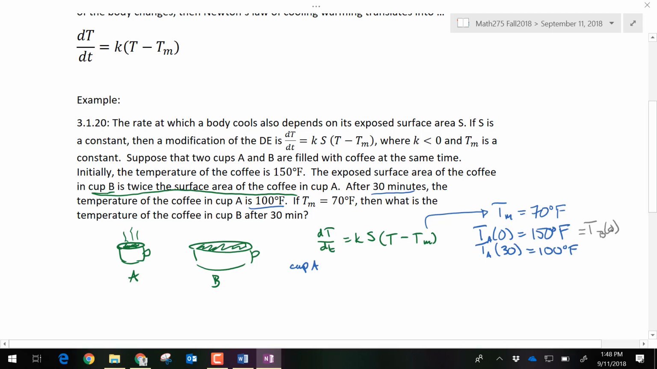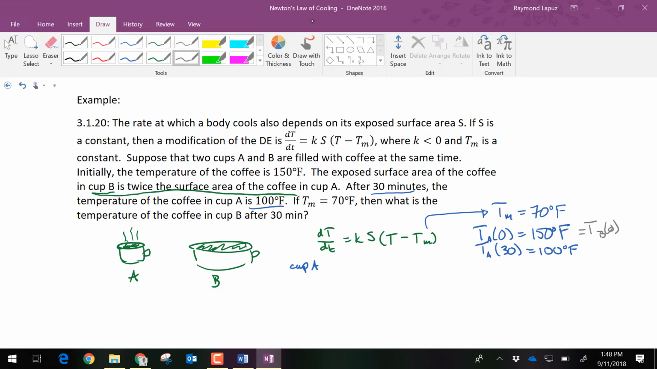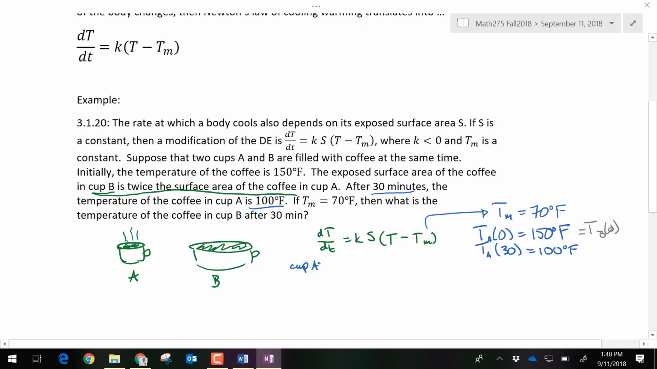So I think I don't know if we saw this being solved, but now that we have the tools for solving first order differential equations, we should be able to solve for this. Assuming that k, S and Tm are all constants, how would we solve this differential equation? Let's solve it in general for now, using what?